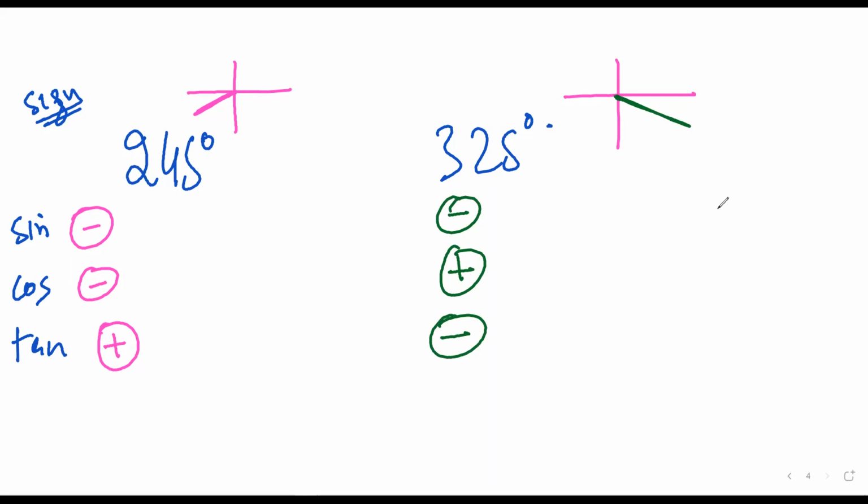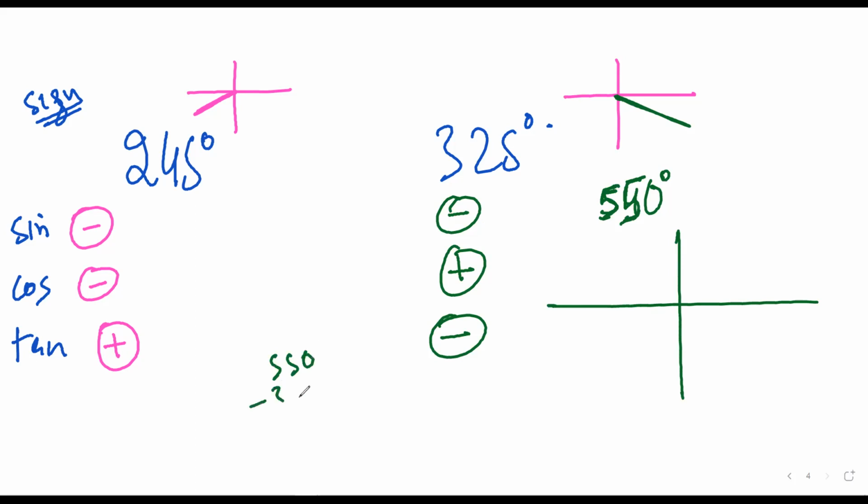Now let us say 540 degrees. So 540 degrees, can you tell me in which quadrant it will be? Let us assume 550 degrees. Third quadrant. 550 minus 360 is 190. So this will be in the third quadrant. In the third quadrant, which is positive?